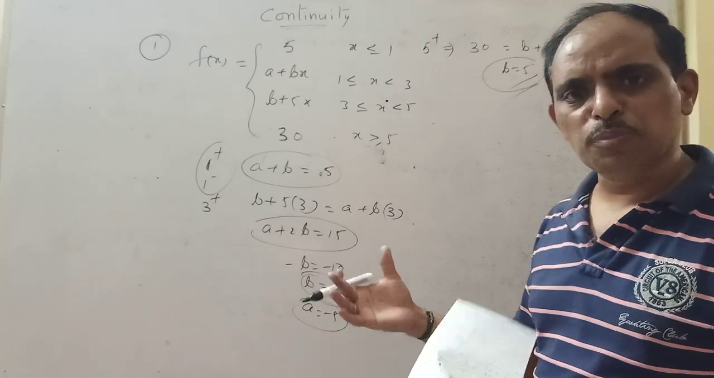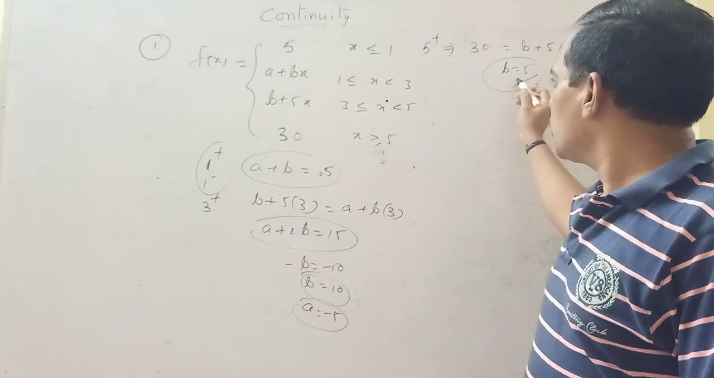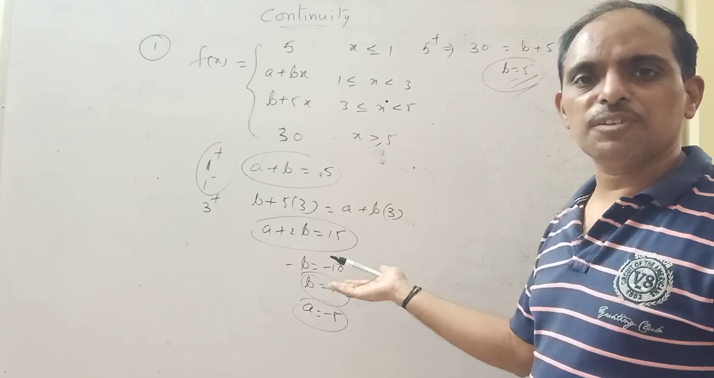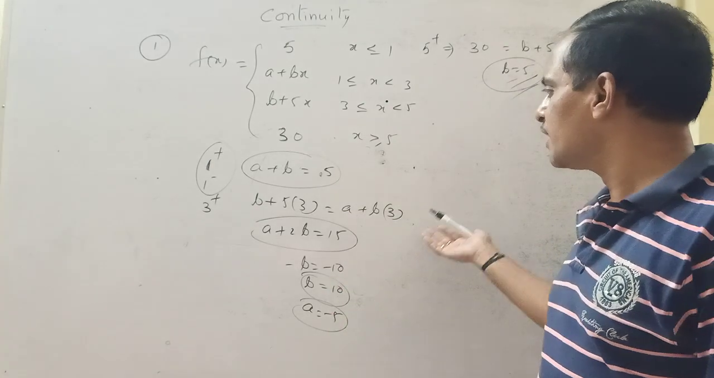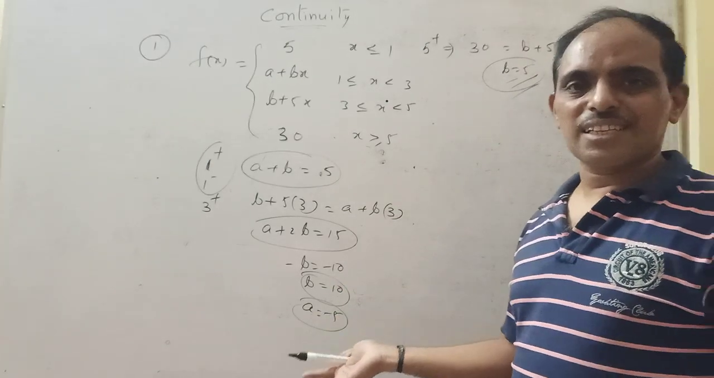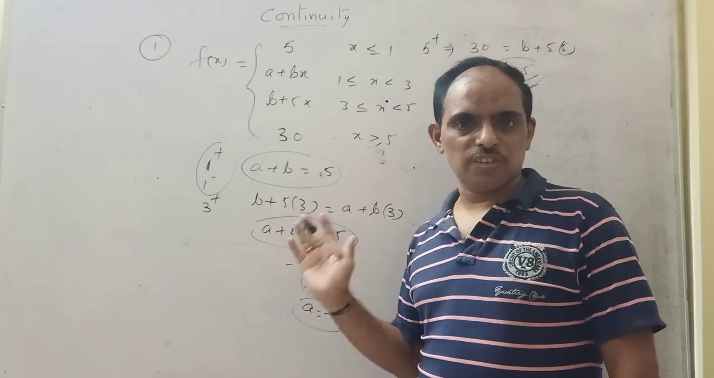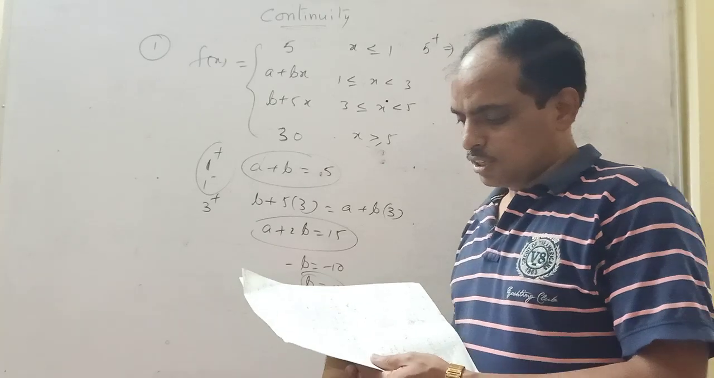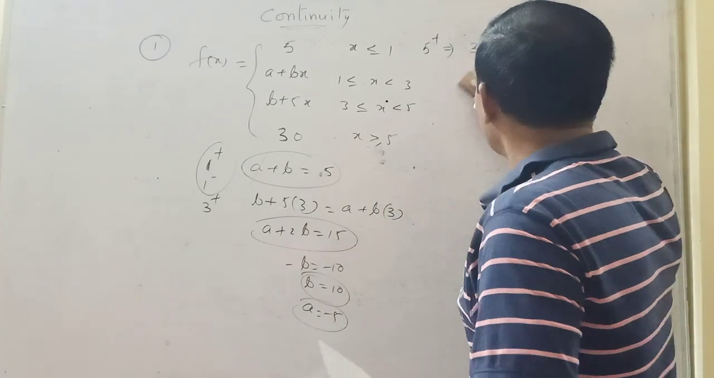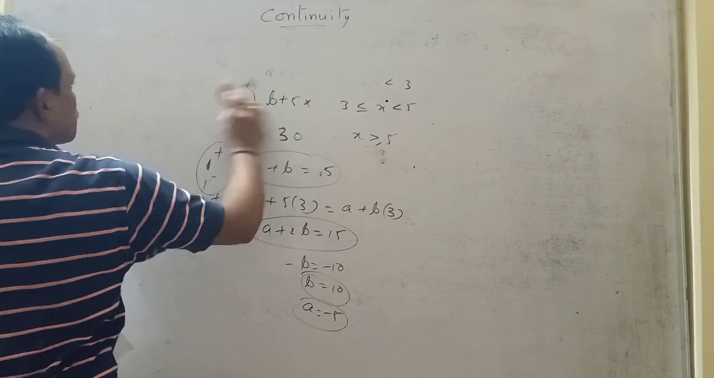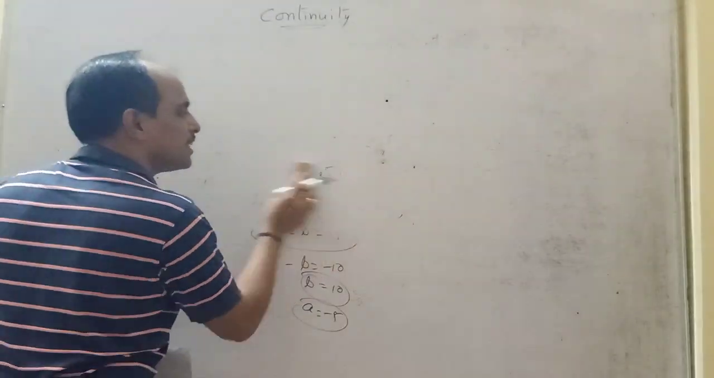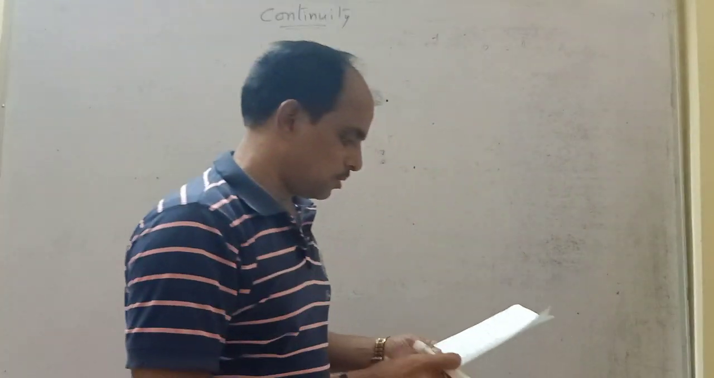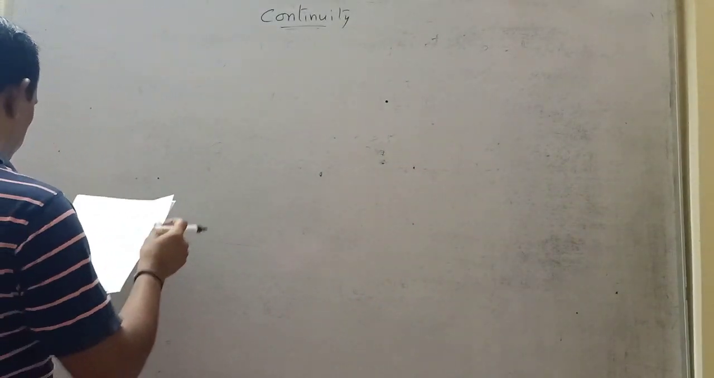The values of b should be equal. But here we are getting b value equal to 5, and here we are getting b value equal to 10. Now the answer is that this function is discontinuous. That is the difference in this question. Because we are getting different values of b, we can say it is discontinuous. Now let us see the next question.